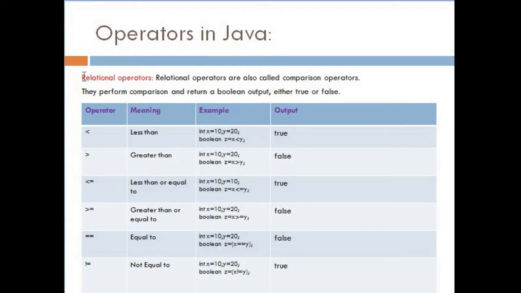Then the next type of operator is the relational operator. The relational operators are also called comparison operators because they are used to compare two different numbers.